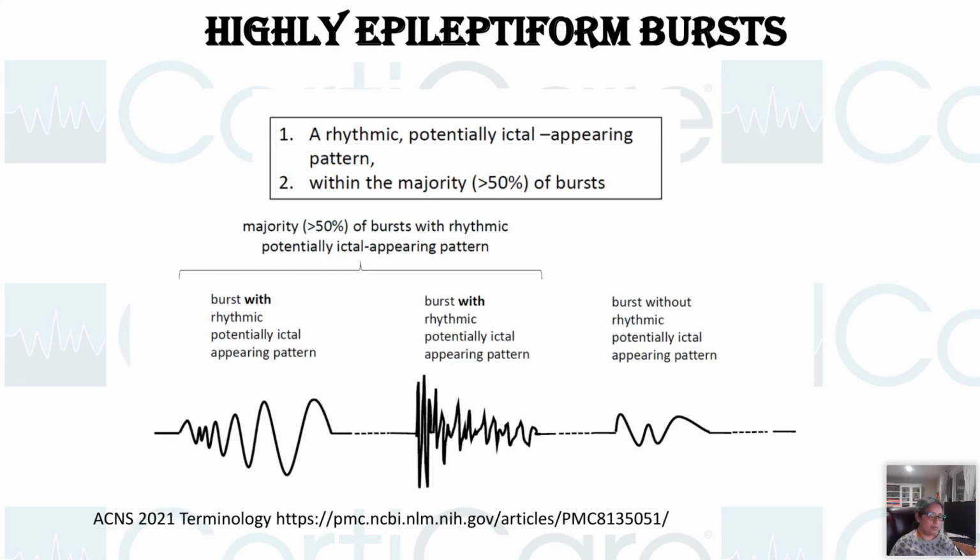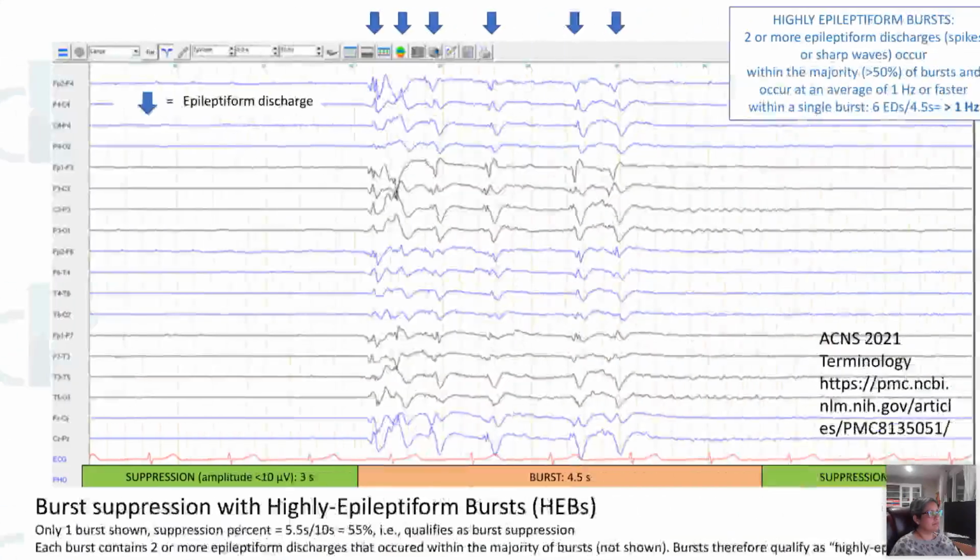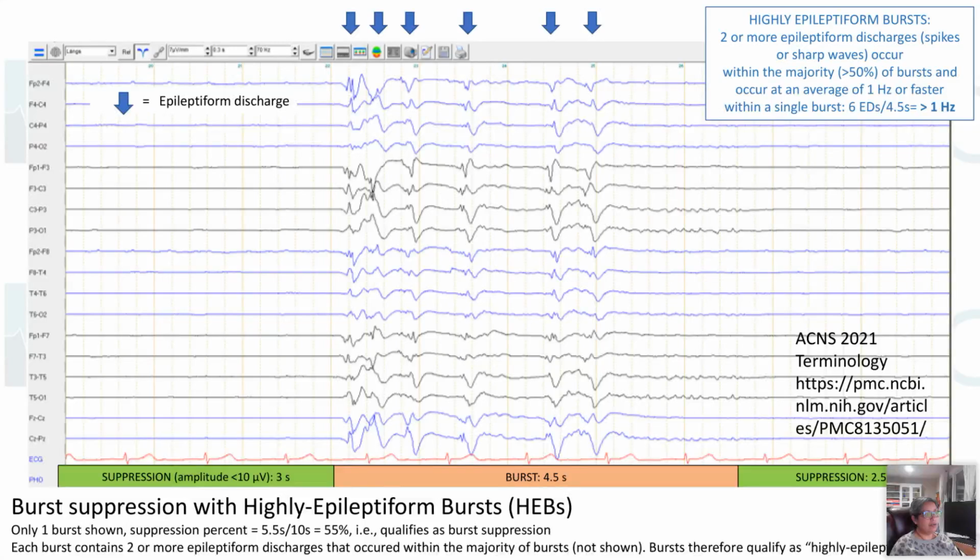So again, while describing your bursts, you say whether they're highly epileptic or not. This is an epoch which shows burst suppression with highly epileptiform bursts. All these blue arrows on the top show the epileptiform discharges. For this particular epoch, they are showing only one epoch of burst suppression, right? And there are about 6 discharges, and these are more than 1 hertz. So these are highly epileptiform bursts.